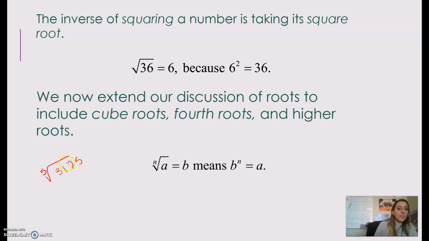Well, if I take the 5th root of that, then I'm going to get 5. That's because 5 to the 5th power equals 3,125, and you can check that. So that's what this is saying: if you take the nth root of any number that's equal to this number, then that means that number raised to that power is equal to what's underneath the square root, or the nth root.